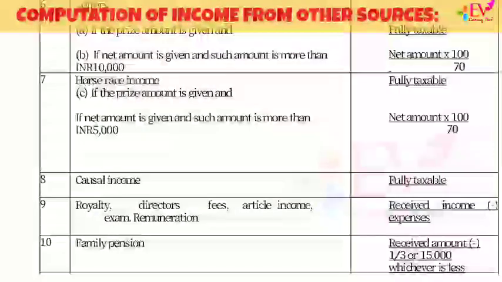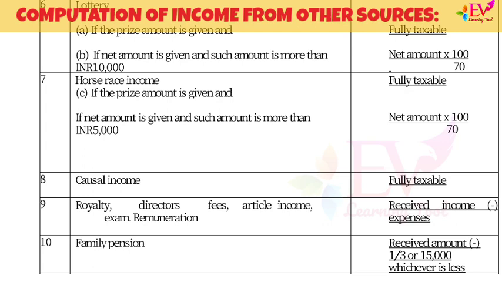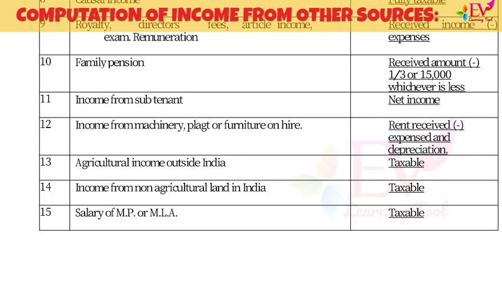In royalty, director's fees, article income, exam remuneration, taxability is on received income minus expenses. In family pension, received amount minus 1/3 or 15,000 Indian rupees, whichever is less. Income from subtenant is taxable on net income. Income from machinery, plant or furniture on hire is rent received minus expenses and depreciation.